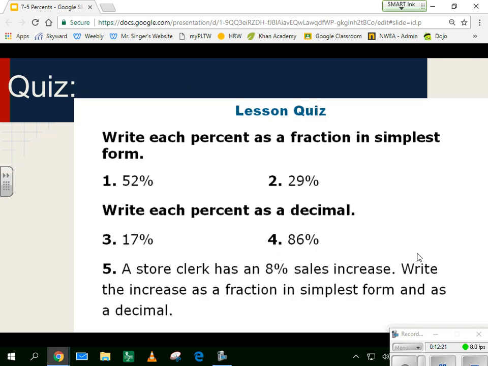And here is your quiz. 5 wonderful questions that you're going to do. First 2 are turning them into a fraction in simplest form. 3 and 4 are looking at turning them into a decimal. And 5 is going back to a fraction. And again, it says write the fraction in simplest form, but also you have to write it as a decimal. So a fraction and a decimal. Good luck.